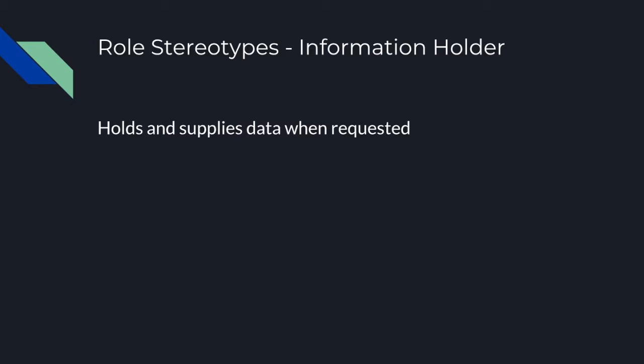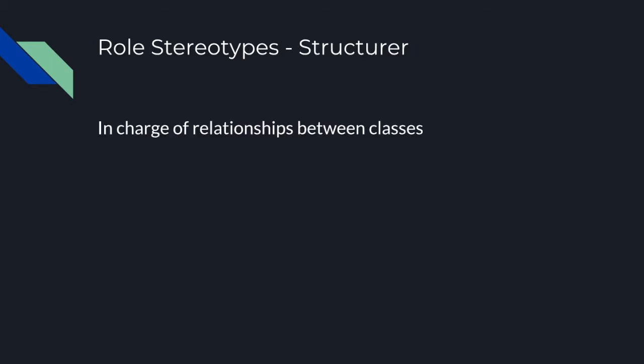The next type of role stereotype is the information holder. This holds and supplies data. Its role is to provide data to other classes that need it. Then we have the structure role stereotype. It's in charge of relationships between classes and grouping similar classes together. This keeps the classes organized and easier to use for classes like the service provider, coordinator, and controller classes.